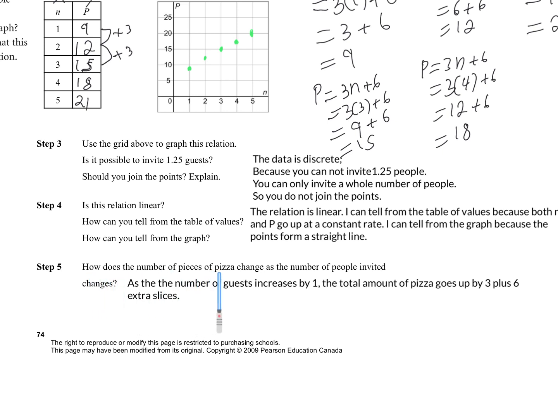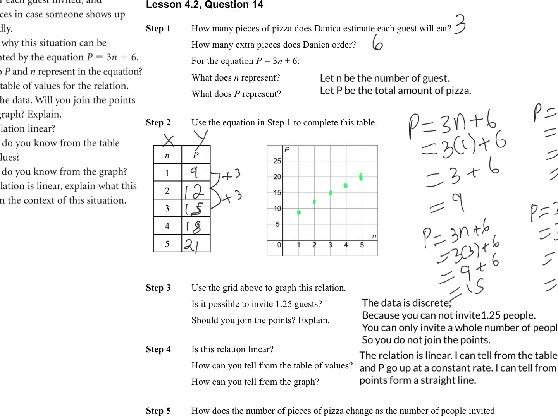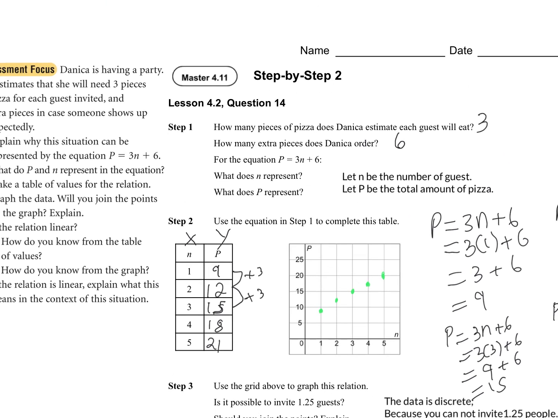How does the number of pieces of pizza change as the number of people invited changes? As the number of guests increases by 1, the total amount of pizza goes up by 3, plus 6 extra slices. So that's where we get our equation from up top. The total amount of pizza equals 3 times the number of guests plus 6. So every time a new guest is invited, you need to add 3 new slices of pizza.